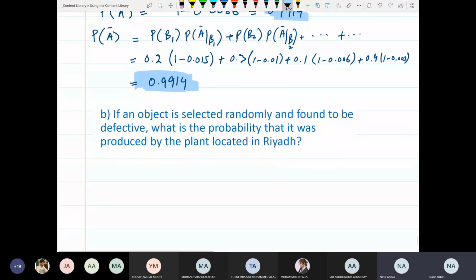Okay, let us move on to the next question. In the next question, it says that if an object is selected randomly and found to be defective. Now, look at the question. And found to be defective. That's the given information.